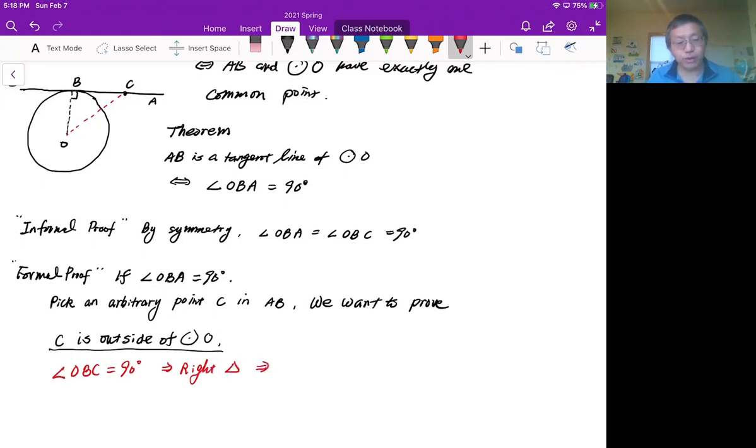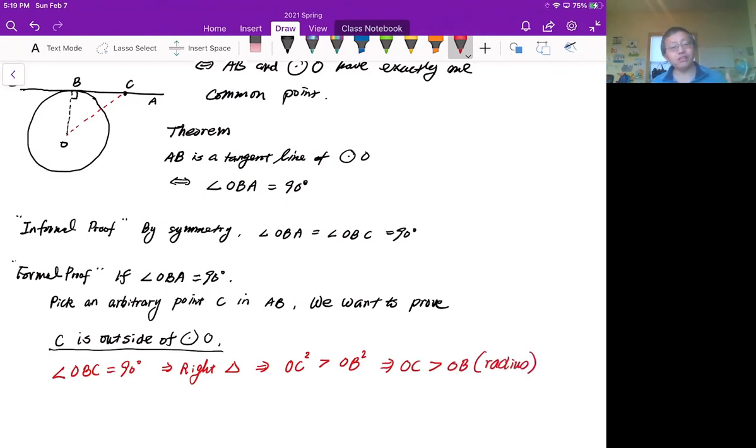And if I get a right triangle, according to the Pythagoras theorem, the OC square is bigger than the OB square, right? Because the OC square is actually the sum of the other two squares. So I can just drop one. So I can say OC square is bigger than OB square, and that implies that OC is bigger than OB. But what's OB? OB is the radius of the circle.